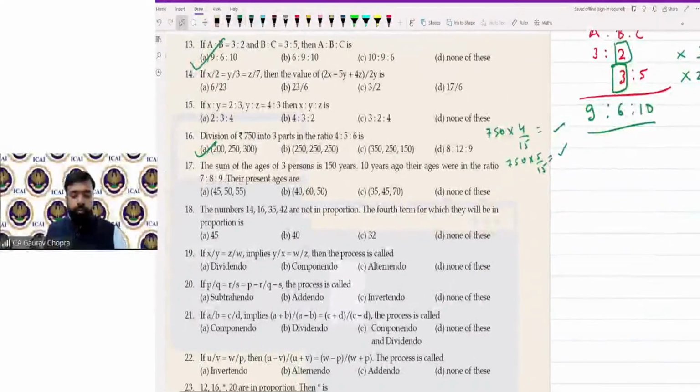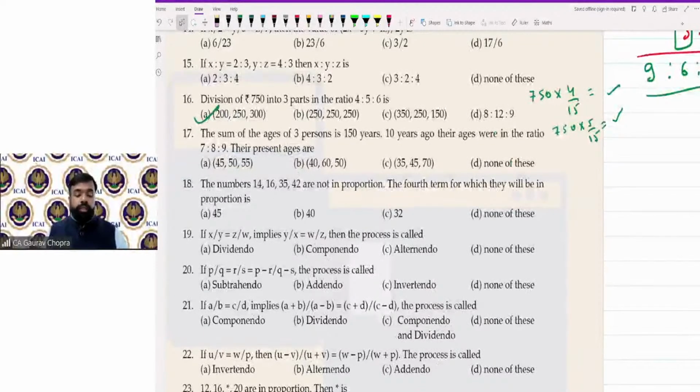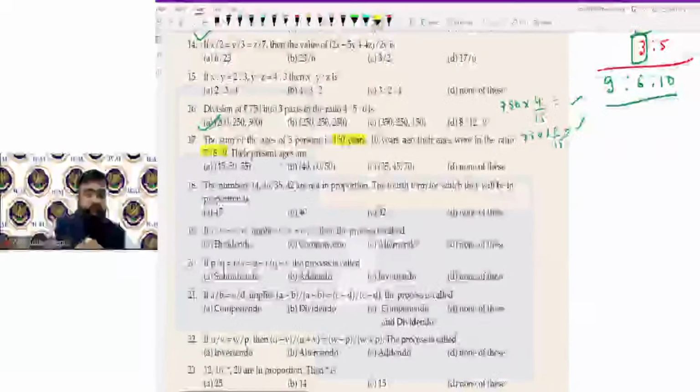Now let's move. The sum of ages of 3 persons is 150 years. 3 लोगों की एज का सम गिवन है 150। Solve this question the best way using option. तो क्वेश्चन ने क्या बोला है? प्रेजेंट एज को फाइंड करना है, एंड 10 years पहले का रेशियो गिवन है 7, 8, 9.